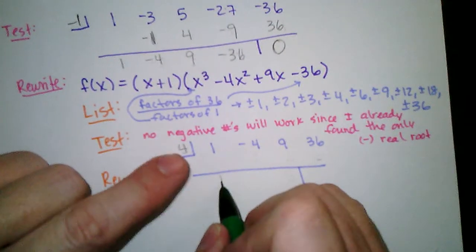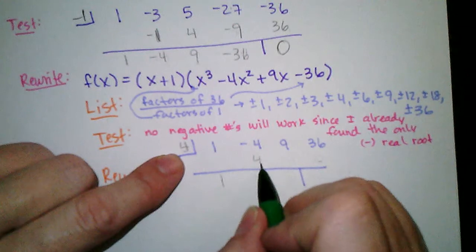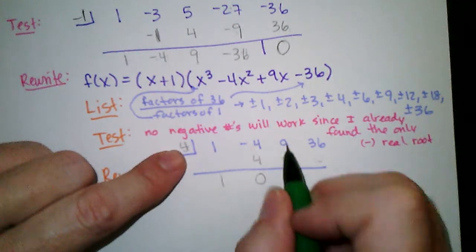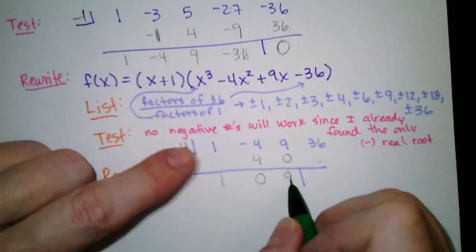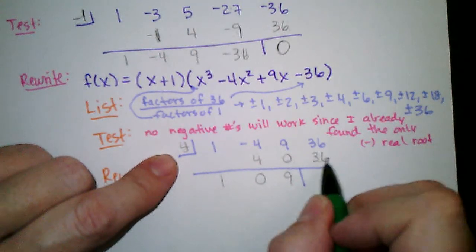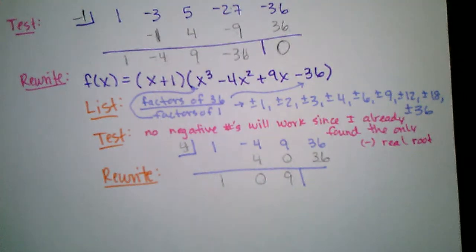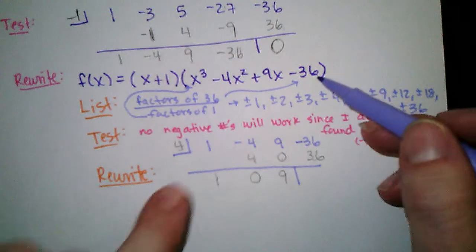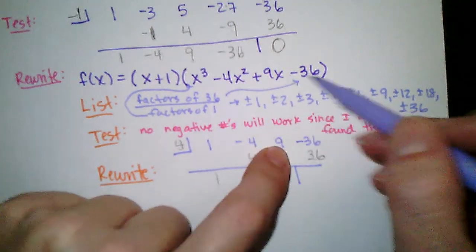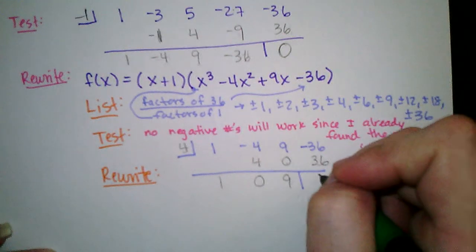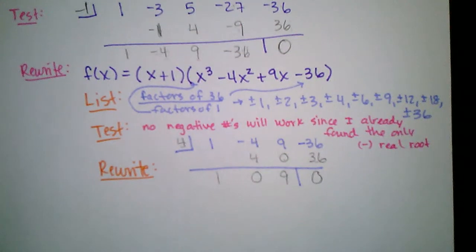Bring down the 1. 1 times 4 is 4. Add the numbers 0. 4 times 0 is 0. Add the numbers 9. 9 times 4 is 36. Oops, I wrote that down wrong. Biscuits. That should have been -36. Someone needs to stop me when I do that. Say 1, -4, 9, -36. 36 and -36 does give me 0.